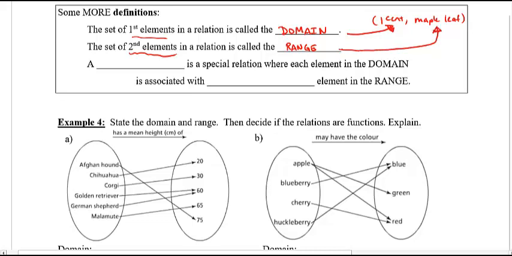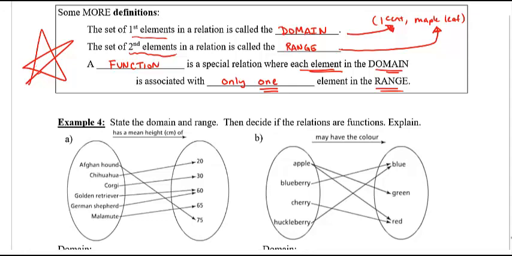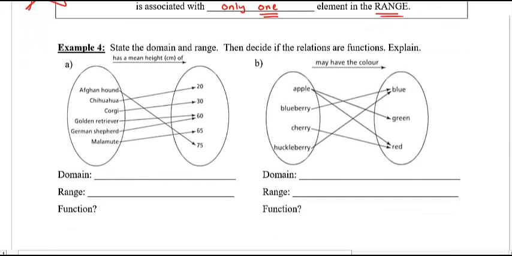So really here, I've got another definition I need. We've seen this word before, but I'm going to write it again now. A function is really a special relation where, and this is the key thing, each element in the domain is associated with only one element in the range. Alright? Star this. You'll see these terms a lot in grade 10, 11, and 12. Domain and range.